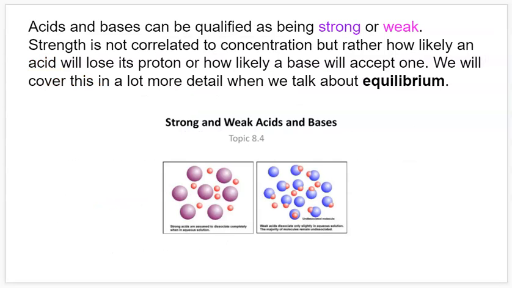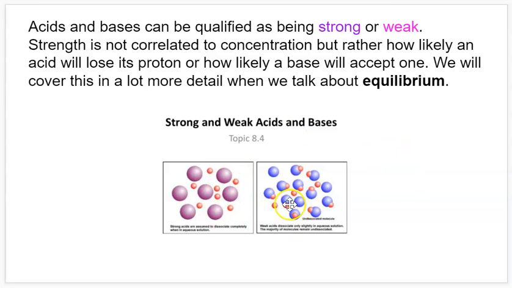And sometimes we're going to end up talking about acids and bases as being strong or weak. And strength is not correlated to the concentration. It's not like how many H plus ions there are in the solution, how much acid there is in general. Strength more has to do with dissociation. How likely an acid is to lose its proton, or how likely a base is going to accept one. And like I said, once we talk about equilibrium, we're going to go into a lot more detail on that. So don't worry too much about it now.